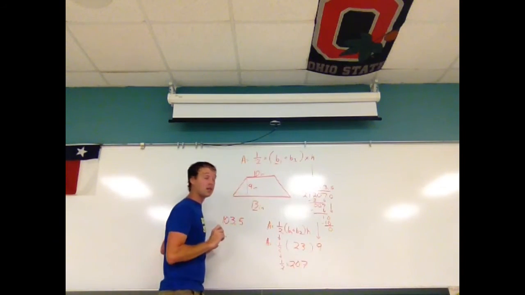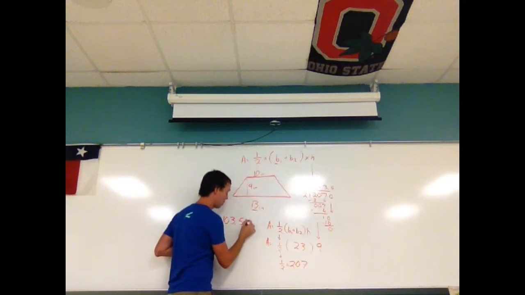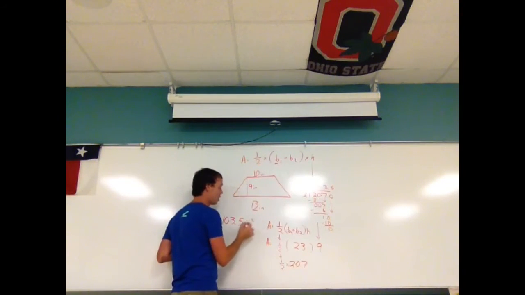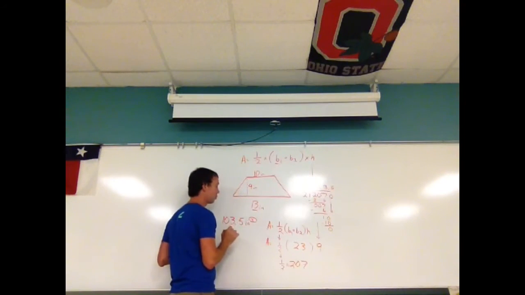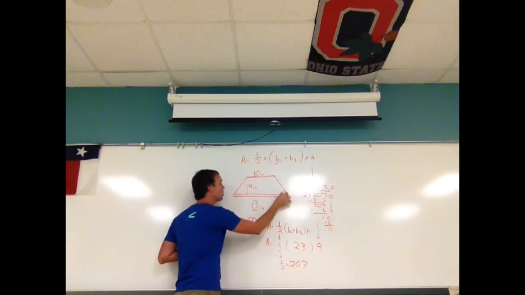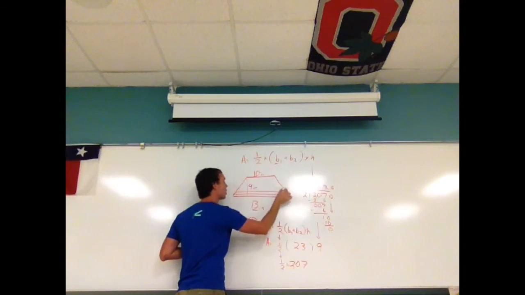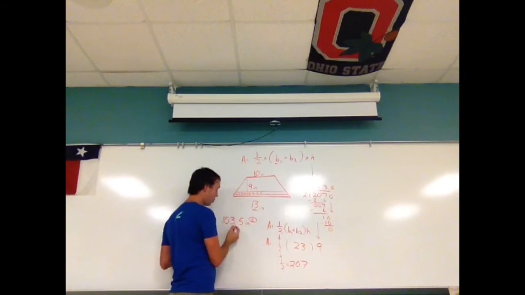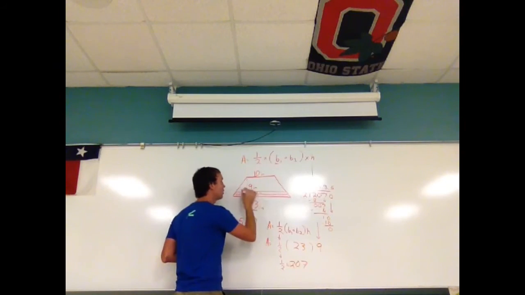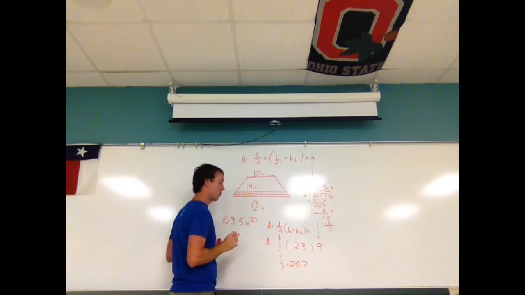If I'm talking in inches, like I have been here, and I'm using the correct units, I've got 103.5 inches squared. Don't forget that little 2. And again, what that means is that if I had a bunch of little tiny squares inside this trapezoid that were 1 inch by 1 inch, I would need 103 and a half of them to fill this area entirely, okay?